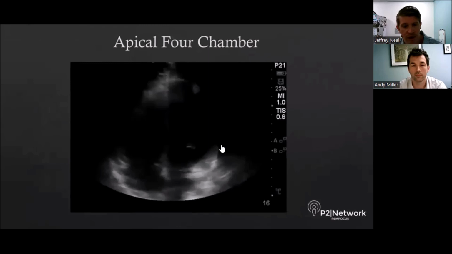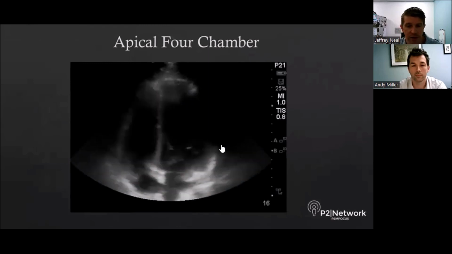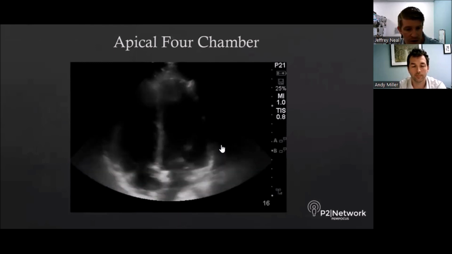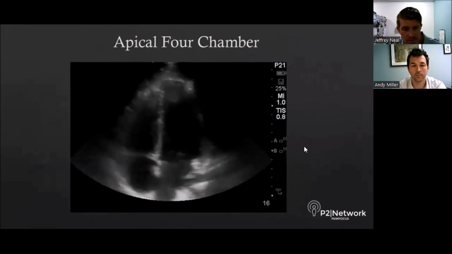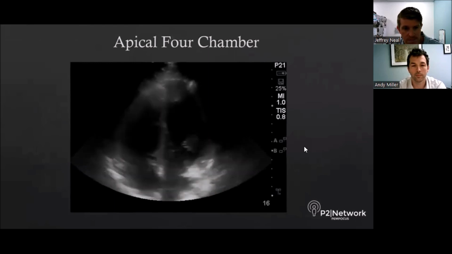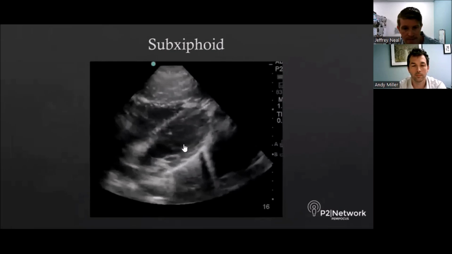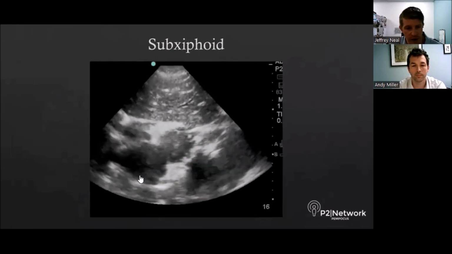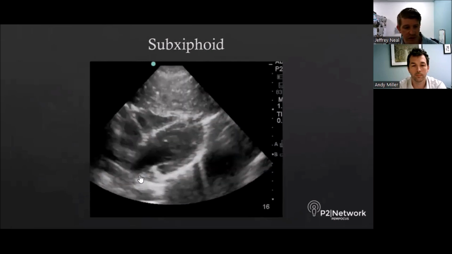This is the apical four-chamber view, which is helpful to evaluate for right-sided diastolic collapse, as it affords great view of the valves when they're opened and closed. Finally, this is the subxiphoid view, which can be also helpful for excellent views of the right ventricle in relation to the positioning of the valves.